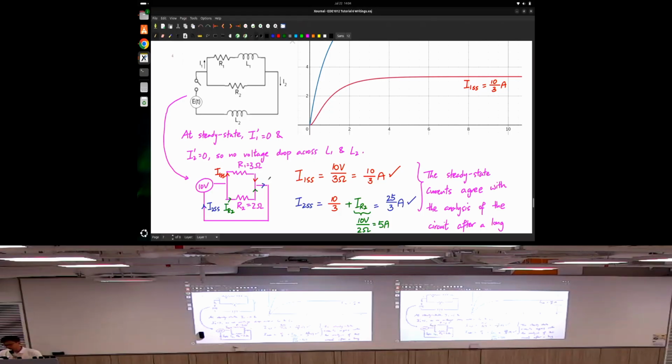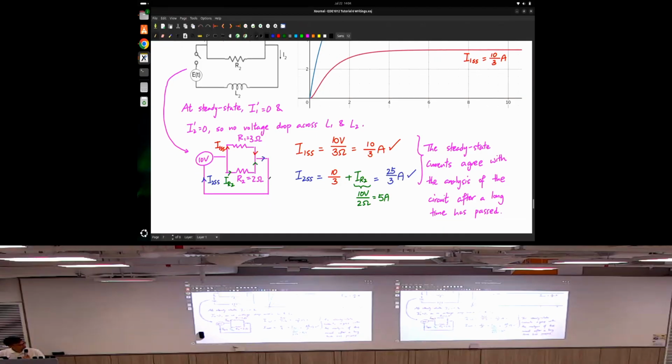So I hope you can also get familiarized with such an analysis, a steady state analysis of your transient solutions. Can? So I take it that you are fine with that.